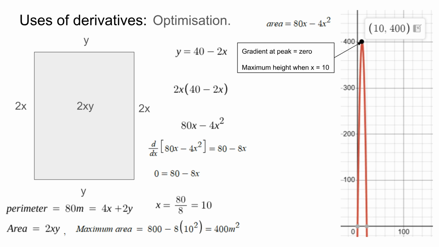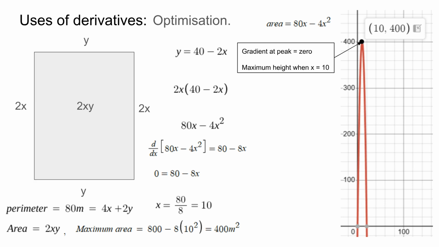One of the main uses of differentiation is for optimization of areas and volumes. In this first example, we will find the maximum area possible using a limited perimeter. If the perimeter is 80 meters, what is the maximum area that can be created? We see that 4x plus 2y equals 80. So we can rearrange the equation to get y, which equals 40 take away 2x.